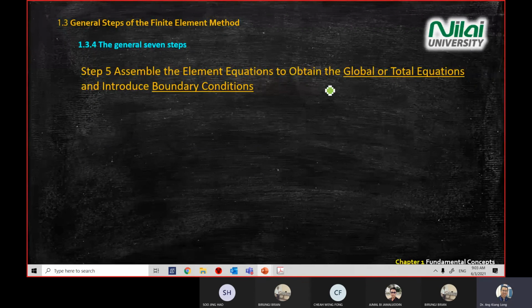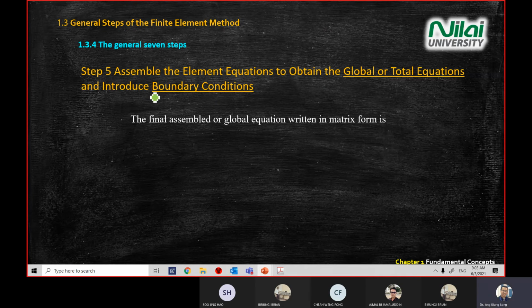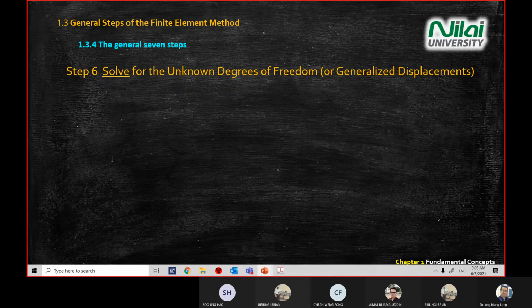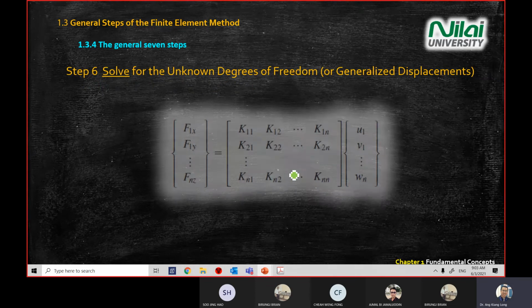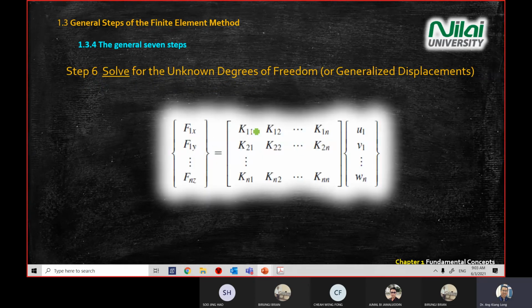Step number 5, you solve the matrix. Either it is global, meaning the whole object condition, and then remember there's a boundary condition. We will look into detail what is boundary condition. So again, at the end, you will still look at F equal to KD. Then you continue to solve for the unknowns. Anything that is missing in this matrix, F equal to KD, anything missing, then you solve.